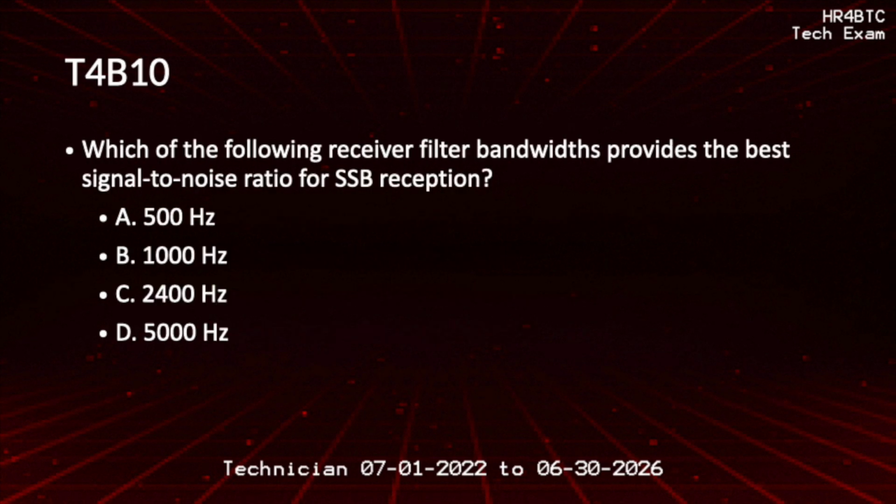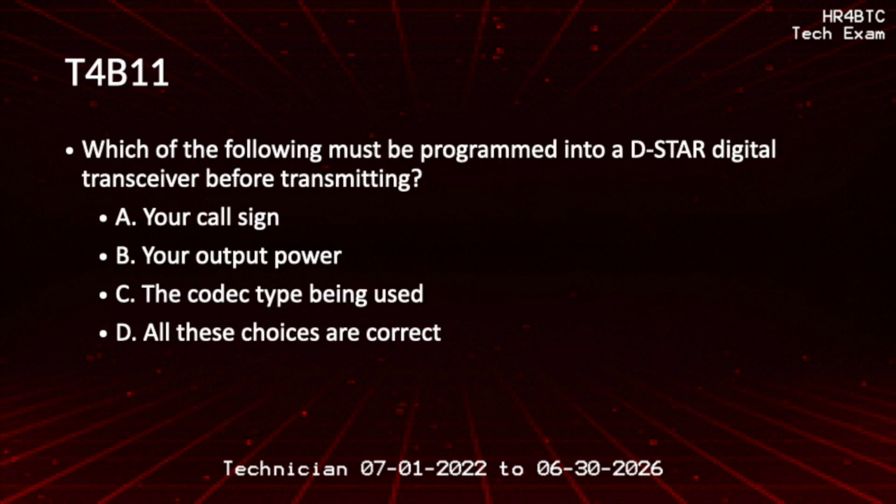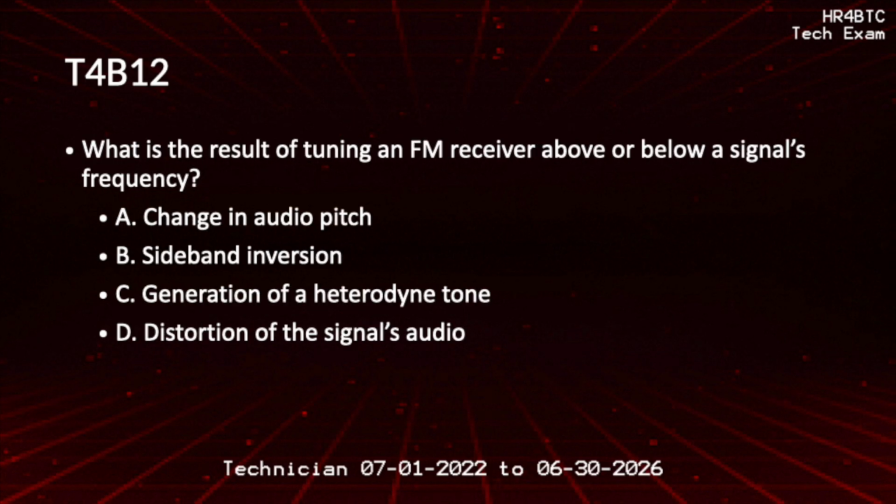Which of the following receiver filter bandwidths provides the best signal-to-noise ratio for SSB reception? 2400 Hz. Which of the following must be programmed into a D-Star digital transceiver before transmitting? Your call sign. What is the result of tuning an FM receiver above or below a signal's frequency? Distortion of the signal's audio.